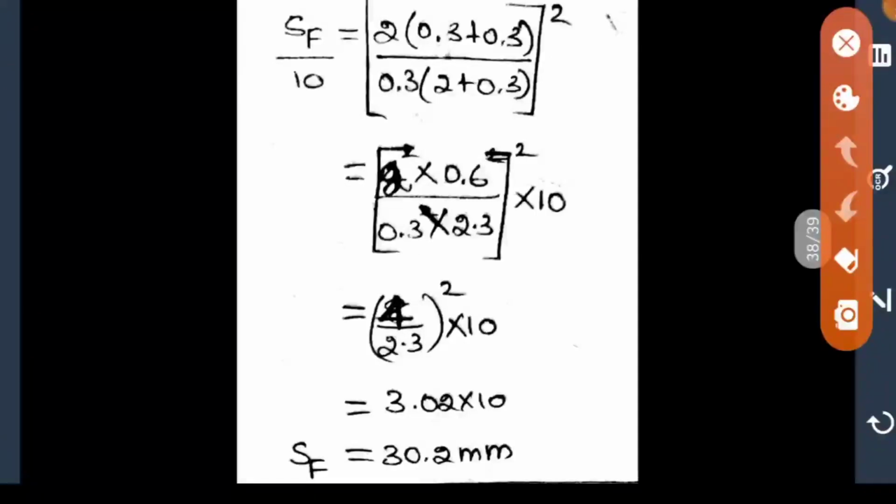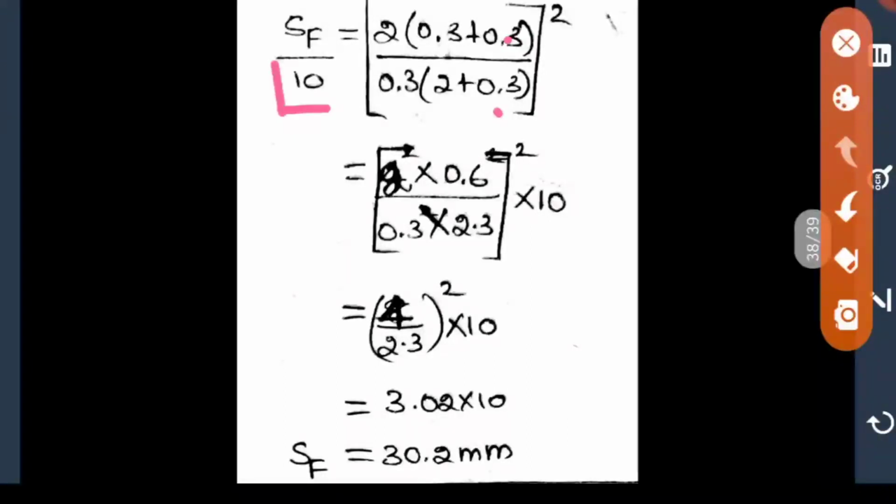So if you take that, SF by 10 will give you 2 into 0.3 plus 0.3 by 0.3 into 2 plus 0.3, the whole square. 2 is the size of the foundation and 0.3 is the size of the bearing plate. Okay, so here I have kept this 10 in mm itself, but the bearing plate sizes are in meter, 2 meter and 0.3 meter. There is no need to convert this because this term is having the same unit in the numerator and denominator, so it will give a unitless value only, so no need to worry about the conversion.